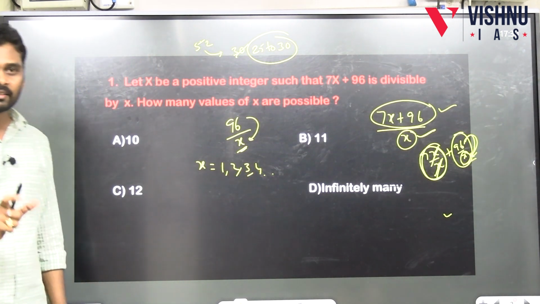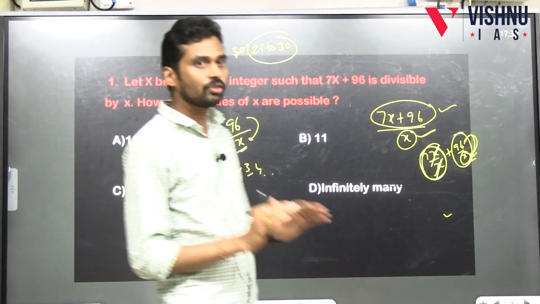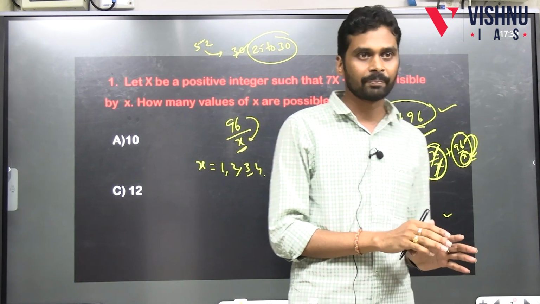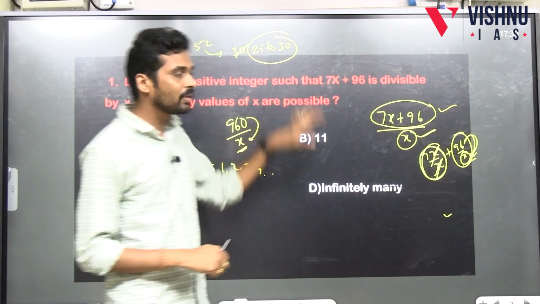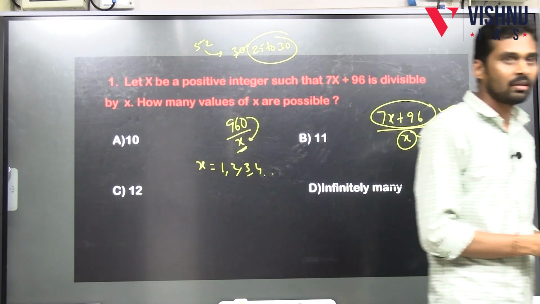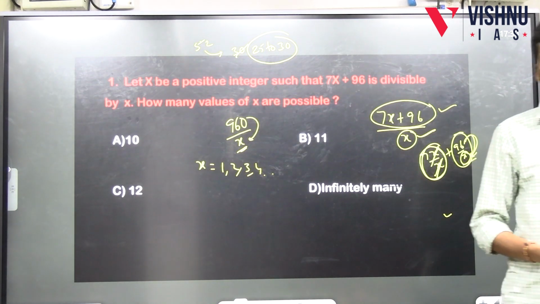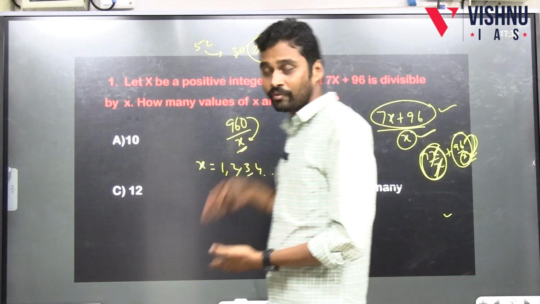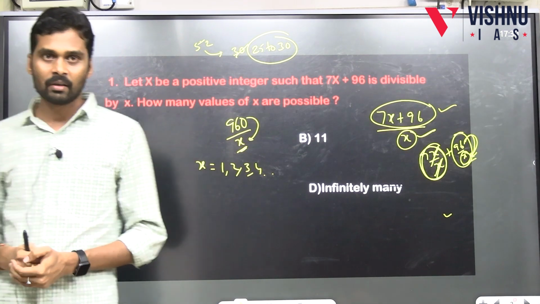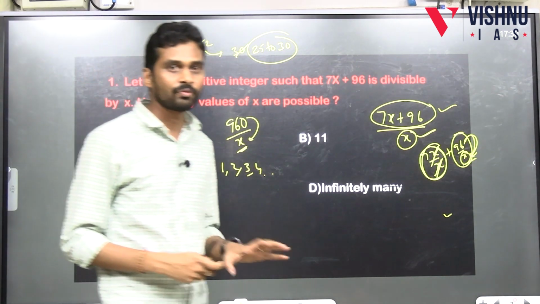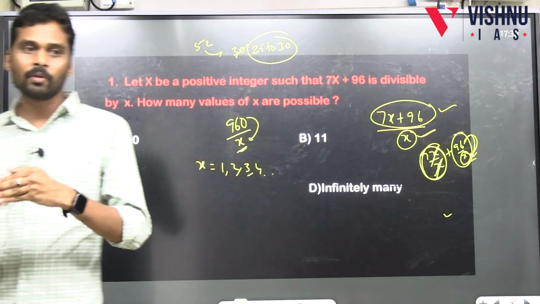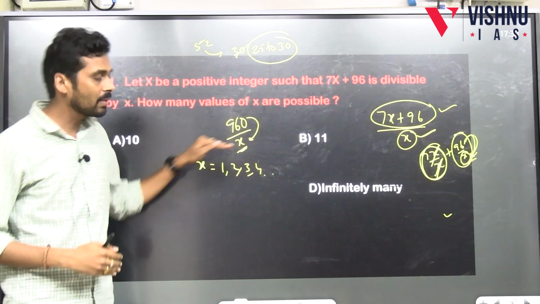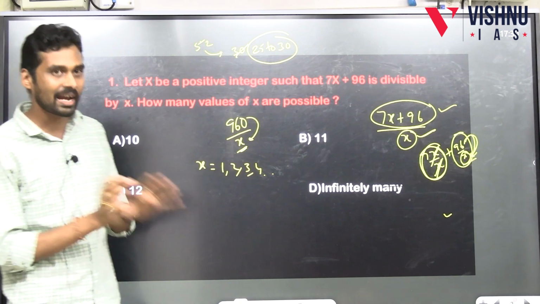By the way, 96 is a simple number, so of course you can do it, at least you can write some numbers. But if it is 960, if the problem is asked as 7x plus 960, how do you do that? You can't write all the factors of 96 or 960. So there you need to know the concept of factors. Factors are nothing but the numbers by which a number is divisible. 96 is divisible by how many numbers, this is what we call factors.